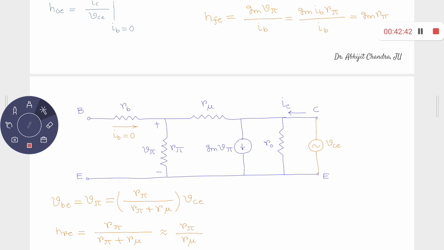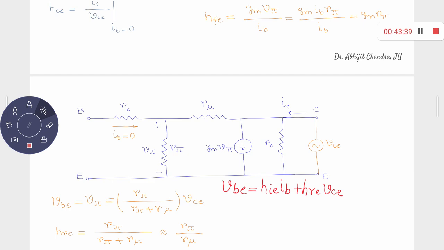Then we apply some voltage VCE at the collector, connected to the emitter, and some current IC. To find VBE upon VCE with IB equal to zero, that will give you the value of HRE. If you remember the expression, VBE is equal to HIE times IB plus HRE times VCE. So HRE is VBE upon VCE with IB equal to 0. We have made IB equal to 0.